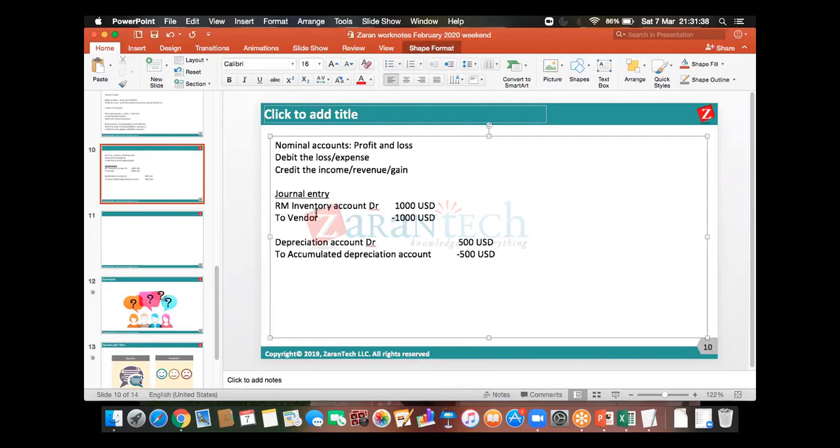Now, I already bought material from a vendor. I sold material to some customer on credit basis. Can anybody tell me the accounting entry? The debit comes and credit goes. What is debited and what is credited? Okay, let me tell.